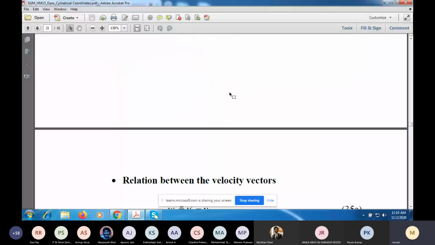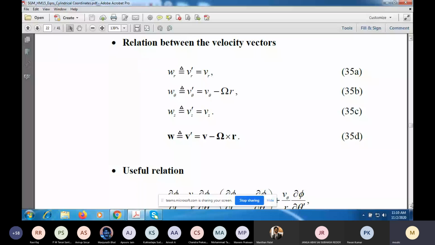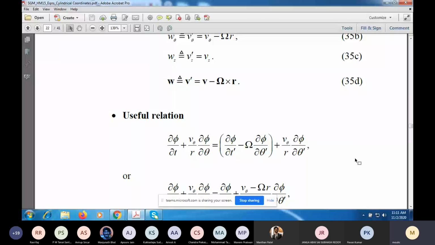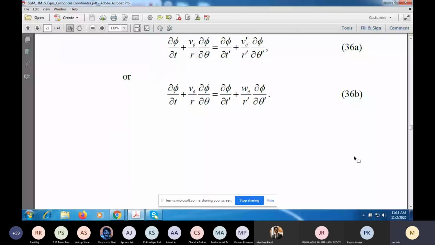Now, if you look at the relation between the velocity vectors, the radial velocity components are the same, axial velocity components are the same, but since the frame is rotating, the v theta prime is not the same as v theta. You have to subtract omega r from v theta. So this is your w theta. And if you wish to express these three scalar equations in vector form, you can say w is v minus omega cross r.